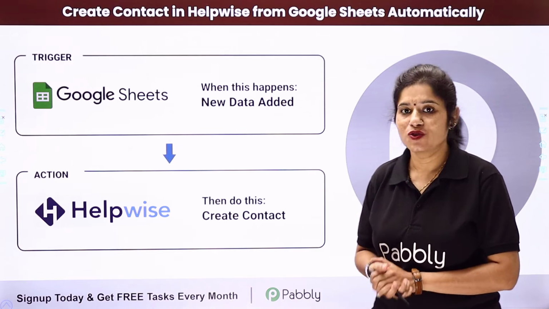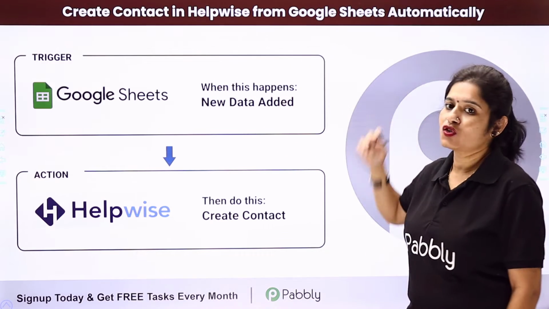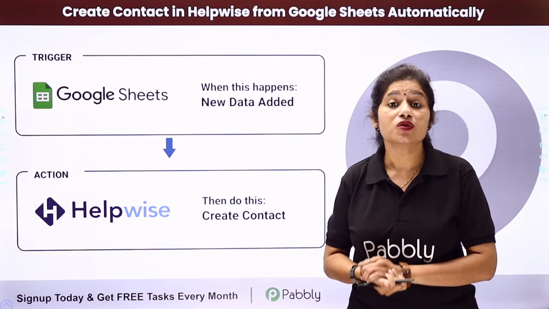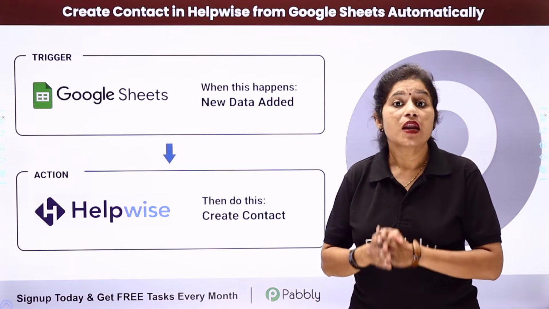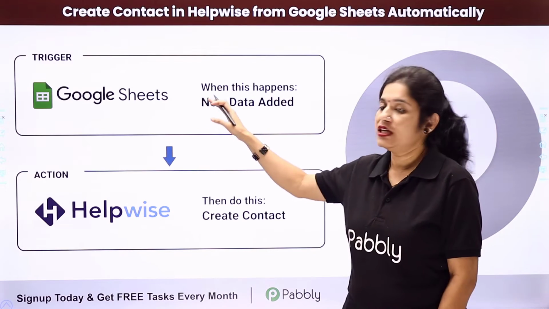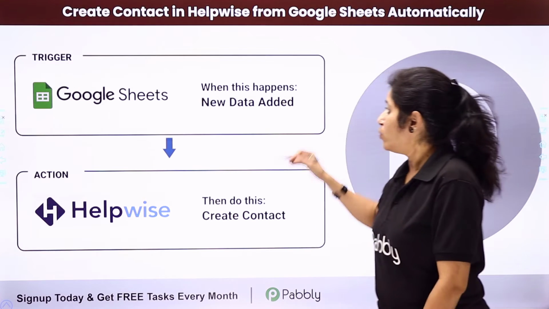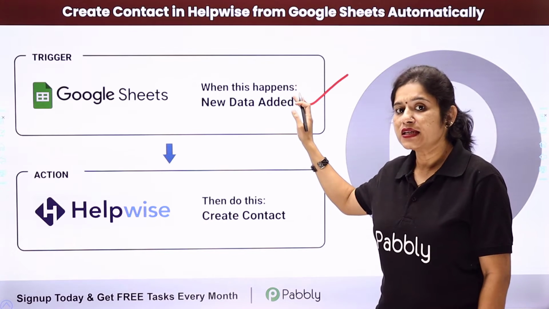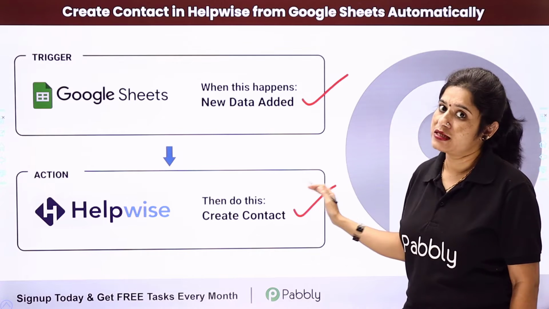In this video, we are going to learn how you can create a contact in Helpwise from Google Sheets automatically. So the idea here is that you are working with an organization that uses Helpwise as its email collaboration software. Now you have created a Google Sheet in which you are maintaining some contact details. Whenever you add a new contact detail to your Google Sheet, a new contact should automatically get created in your Helpwise account using those details.